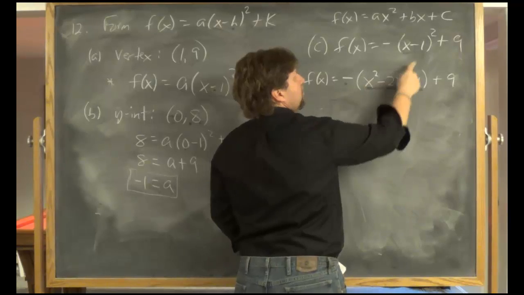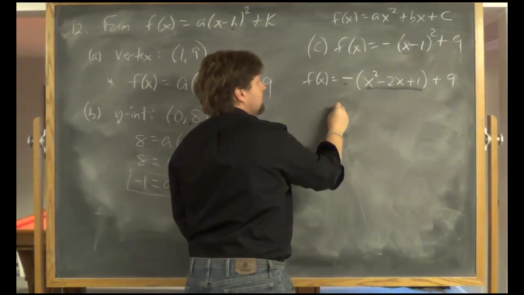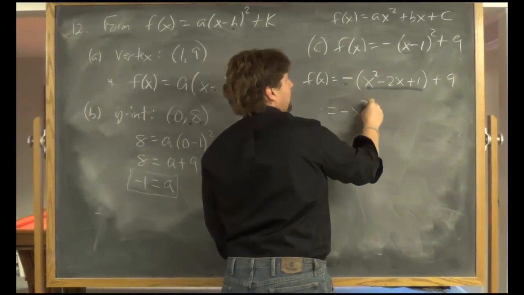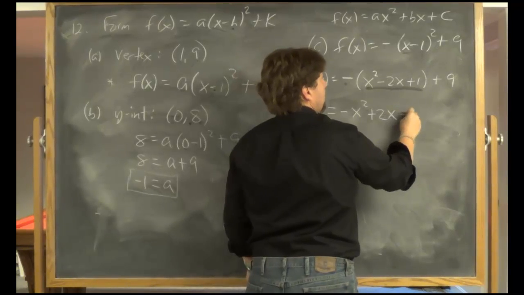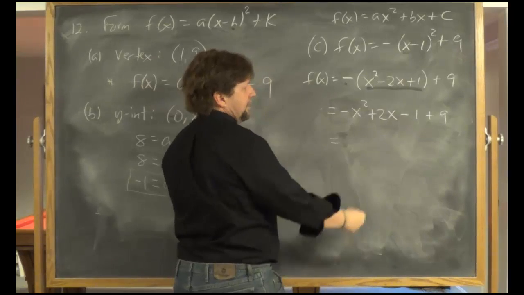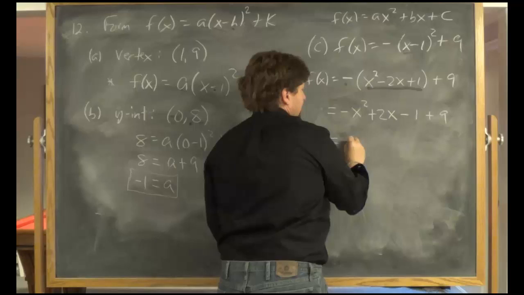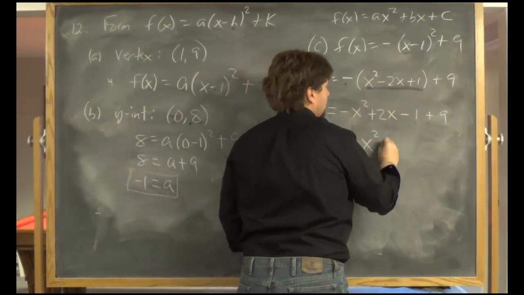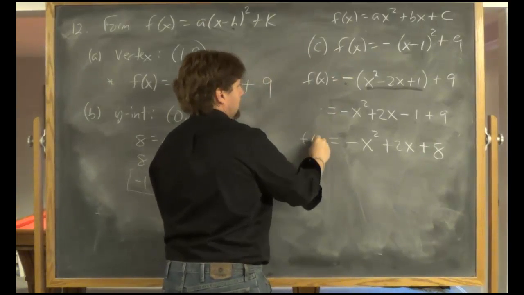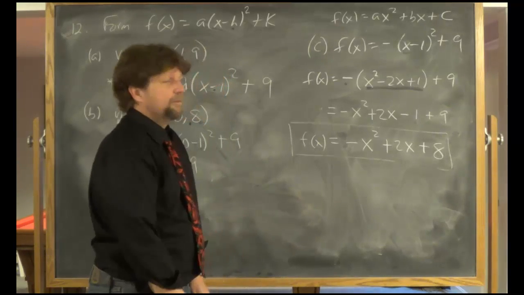This is what you get when you take x minus 1 and square it. Now distribute that negative, and you get negative x squared plus 2x minus 1. Now combine any like terms. Well, you only have two like terms, -1 plus 9. And you get negative x squared plus 2x plus 8. So that is the answer for part C.